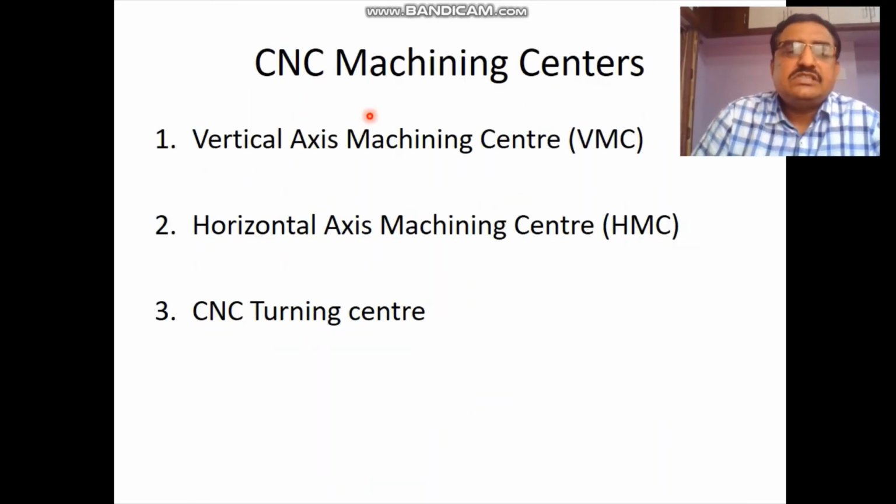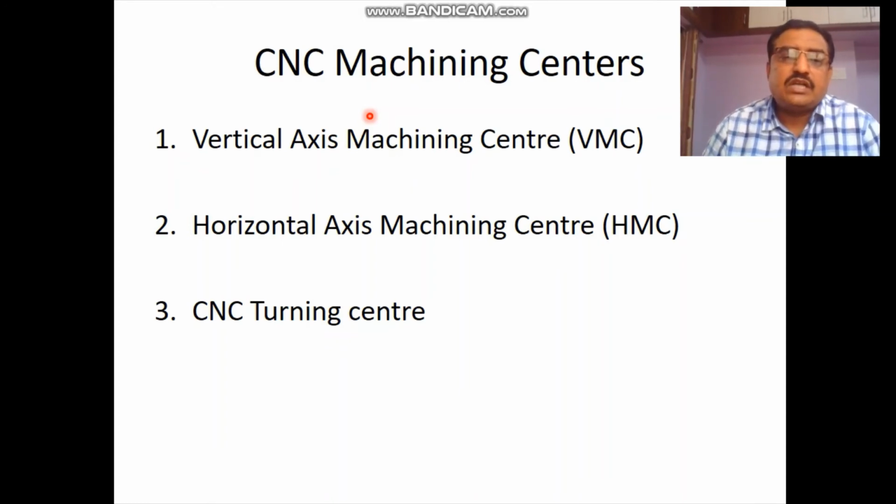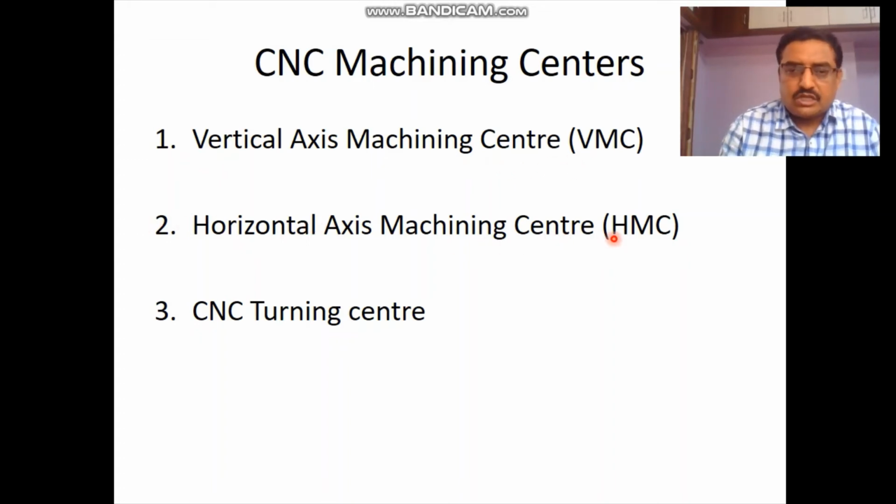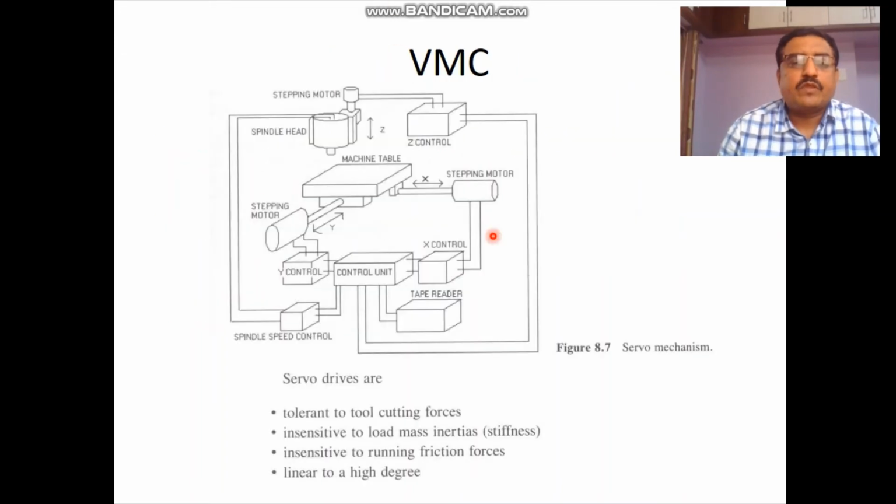The CNC machines are broadly classified as vertical machining center, called VMC. If the main spindle is vertical, it is called VMC. If the main spindle is horizontal, it is called HMC. And this is for milling machine, machining center, and for lathe machine, CNC turning center. So these are three major categories in which all different operations are performed.